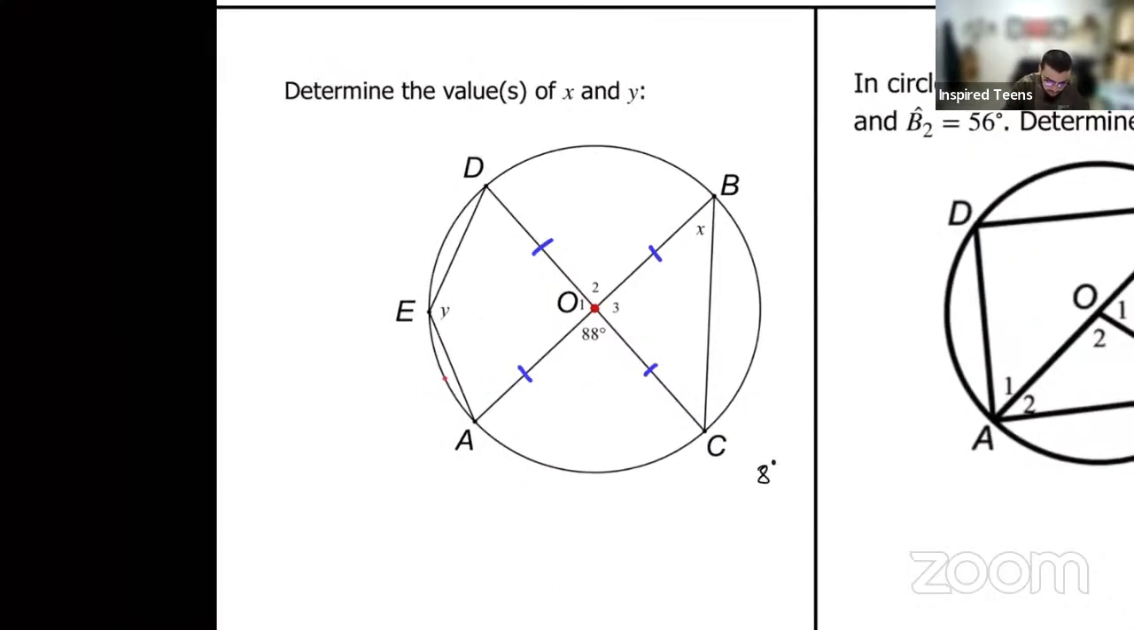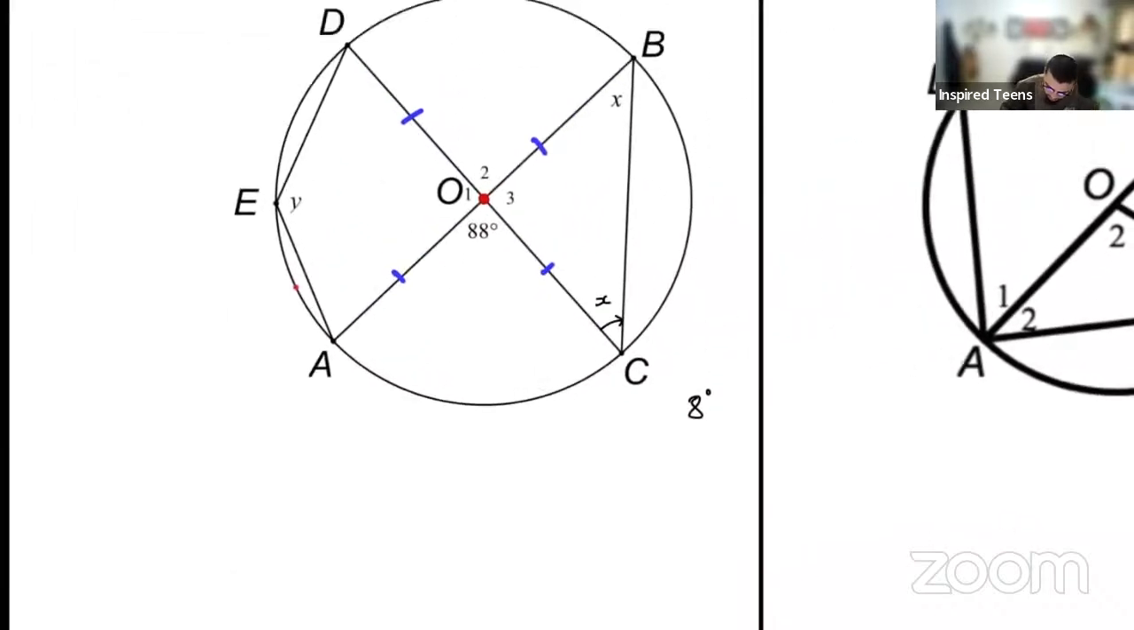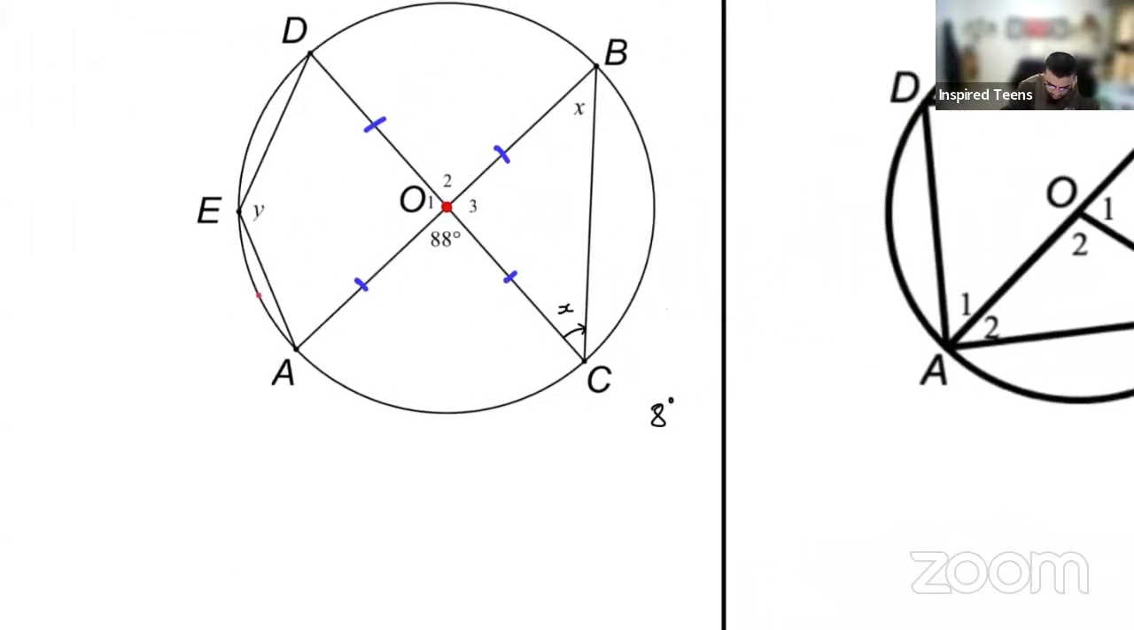we can use the fact that the angles opposite those equal sides would be equal, and that's exactly what I'm going to do here, right? I'm going to say that this guy is also equal to x. That's the first thing I'm going to say: in triangle BOC, angle C is equal to angle B, which is equal to x.